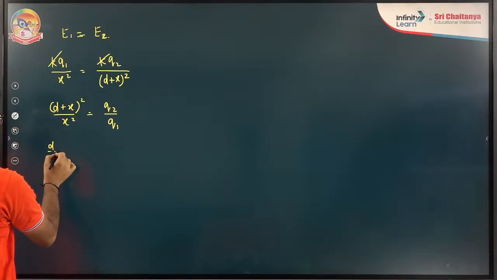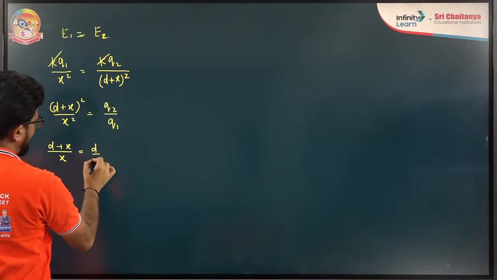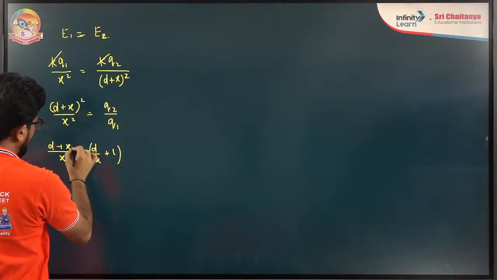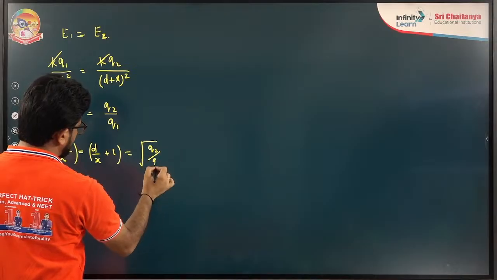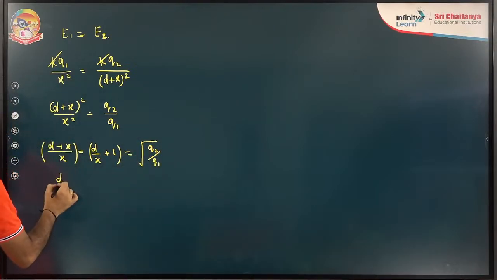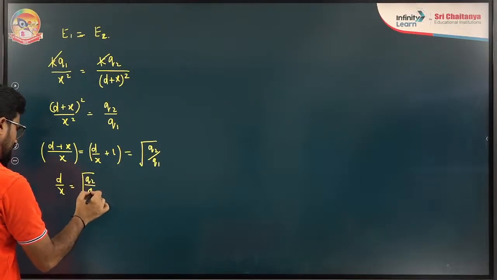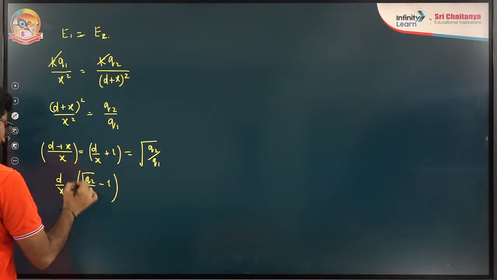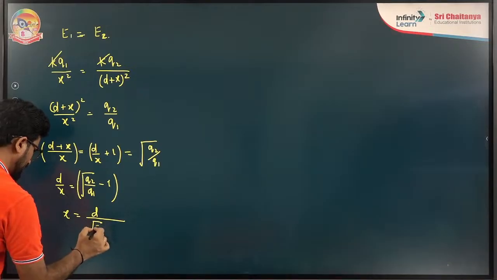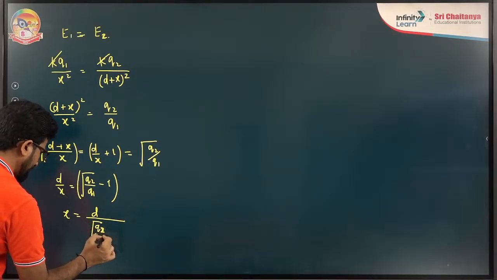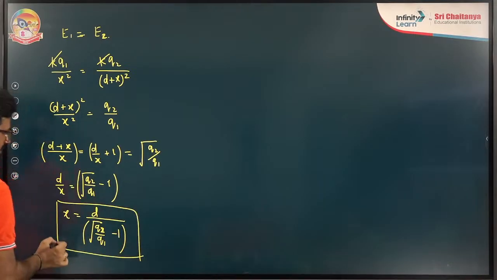Again you can solve this part. This is D by (D plus X) divided by X, or you can say D by X plus 1. It can be written equal to under root of Q2 by Q1, or D by X is equal to root over Q2 by Q1 minus 1, or you can say X is equal to D divided by (under root of Q2 by Q1 minus 1). This is the X value that we have discussed in the last class.